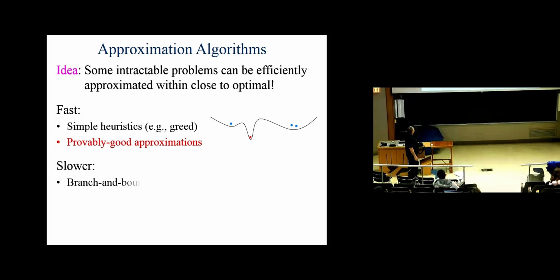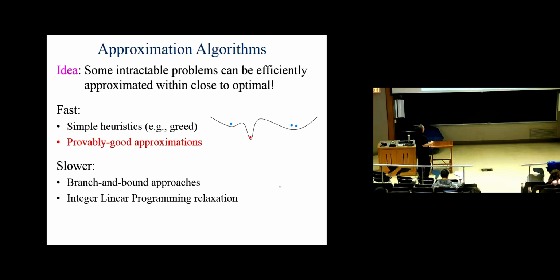So slower heuristics are kind of branch and bound type approaches. You try to prune the solution space as best you can. Those take longer, integer linear programming. In fact, for a lot of these, we don't know how to do them optimally, but you can approximate solutions.